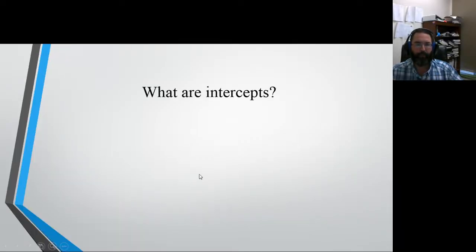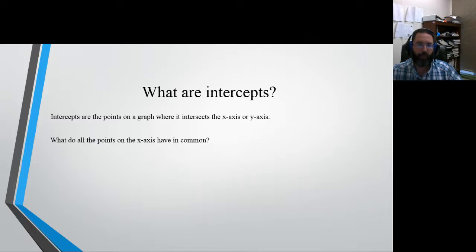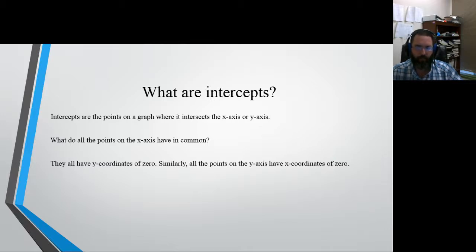What are intercepts? Intercepts are the points on a graph where it intersects the x-axis or the y-axis. What do all the points on the x-axis have in common? They all have y-coordinates of 0. Similarly, all the points on the y-axis have x-coordinates of 0.